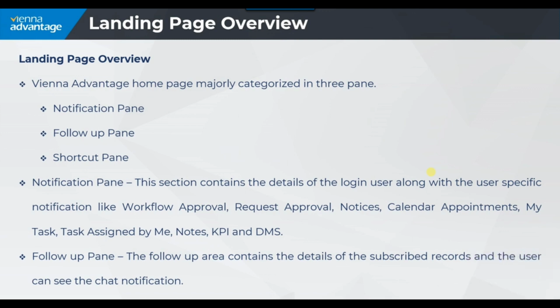While the follow-up pane area contains the details of the subscribed records, and the user can see the chat notifications. The notification comes if a certain record is subscribed. You can understand that in a business there is a purchase order, there is a sales order. All these are very important things for the business. If I subscribe to a certain sales order and I want to make sure that the delivery happens on time, I can subscribe to that sales order and chat with the users who are dealing with that particular sales order throughout the organization.